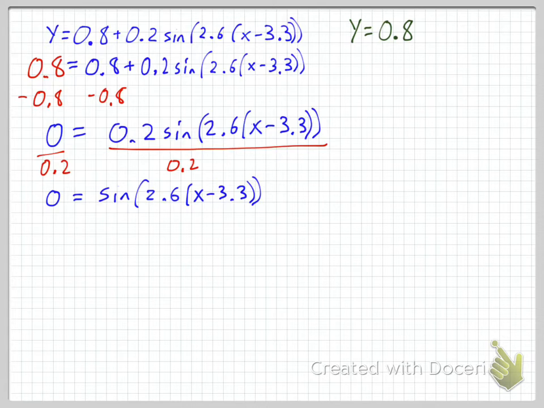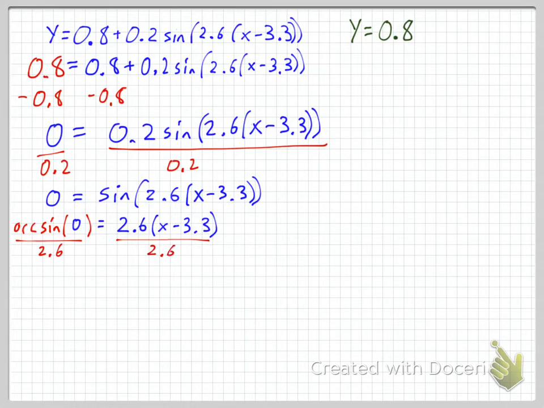Okay, so now in order to remove the sine at this point, we need to do the inverse sine of both sides. Okay, so I'm going to take the arc sine of both sides, and what we get is arc sine of 0 equals 2.6 times x minus 3.3. So I could leave it like this all the way to the end of the equation. I normally probably would, just for accuracy.